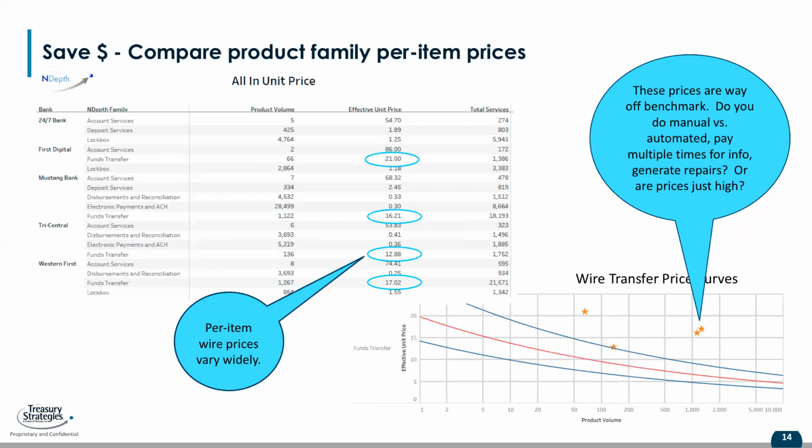And oh, by the way, another thing that this might cause you to ask yourself is, look at how doggone many wire transfers I'm doing. Maybe I could convert some of these things to EFT for 30 cents an item instead of $13 to $21 an item. Okay, so this is what we mean by generating ideas for value.